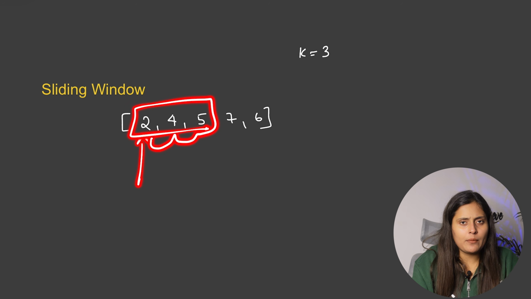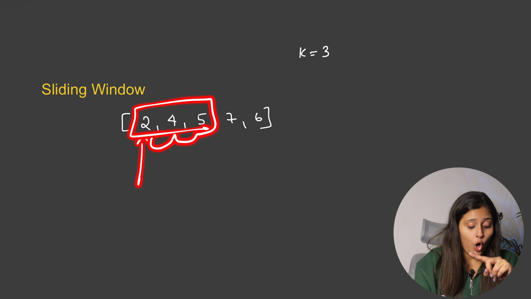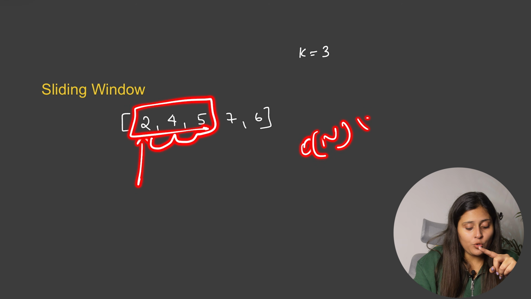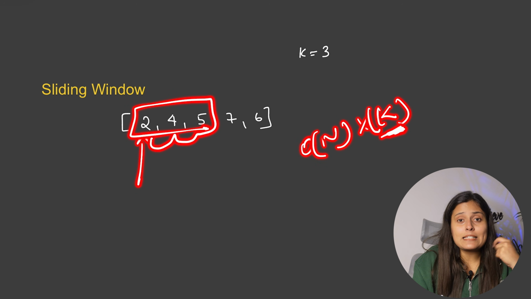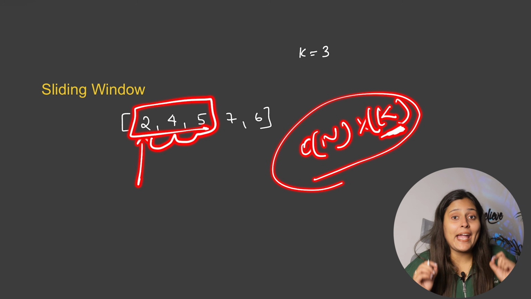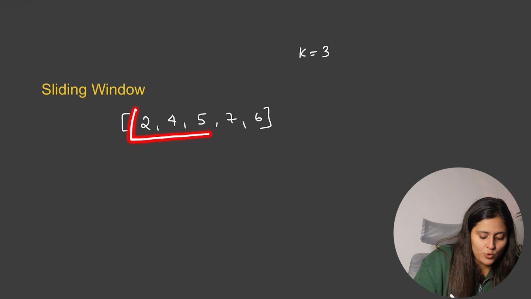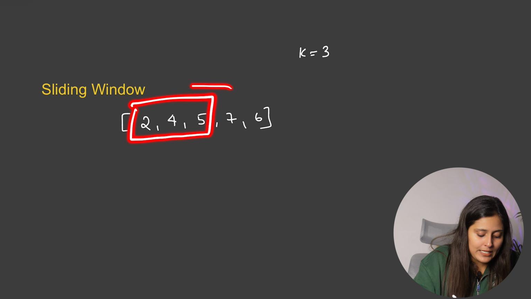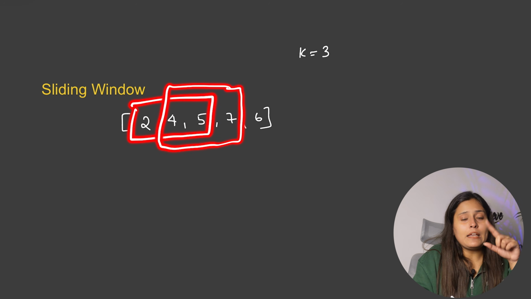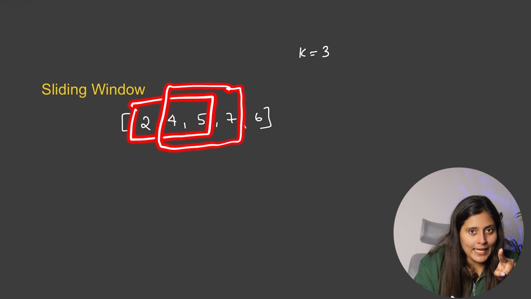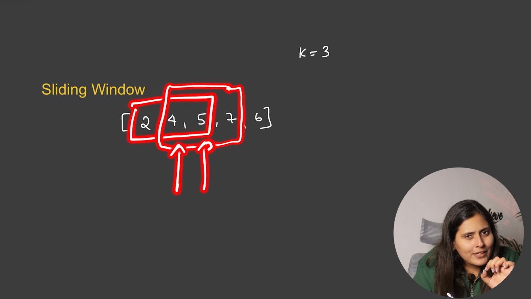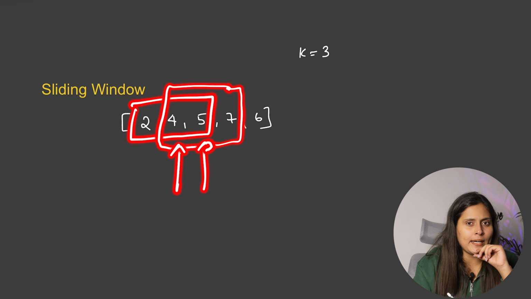Here k is equal to 3, but what if k is a very large number? In that case, the time complexity will be O(n) into O(k). So if k is large, it will be near around O(n square). But what is this sliding window here? The first window says 2, 4, 5 and the second window says 4, 5, 7. When we run the two for loops for i, k times, we noticed that this 4 and this 5 are common in both. Then why are we running this whole for loop again and again?